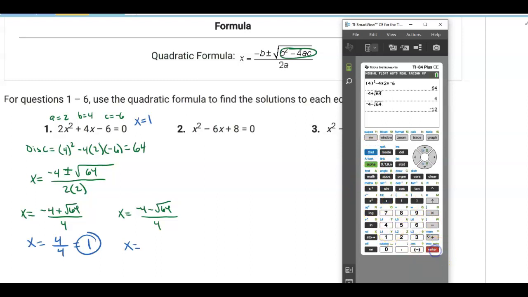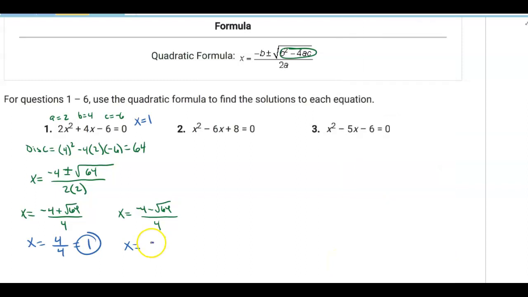I hit enter, and then right away I divide that by 4, and I would get x equals -3. Alright, so if you look here, if I plug this in, what do these answers mean? Well, 2 times 1 squared plus 4 times 1 minus 6, this gives me 2 plus 4, which is 6, minus 6 is 0. That makes it true. And then if I plug -3 back into the original equation, it would make it equal 0 also.